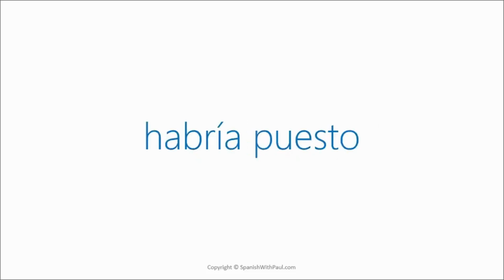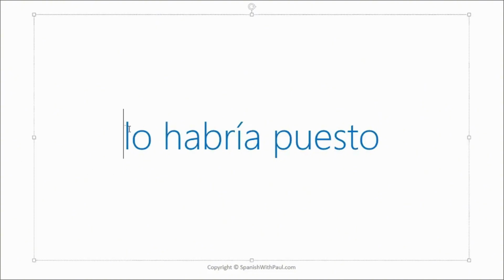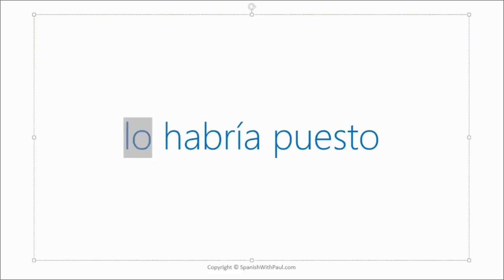Now, how would you say I would have put? Habría puesto. If we want to say or introduce it, you put it way up front. So it would be lo habría puesto. Literally, it I would have put. Lo habría puesto. So anytime you get one of those little words, lo, la, los, le, whatever it is, it gets thrown at the beginning of the sentence. So you place it way up front. I would have put it, lo habría puesto.